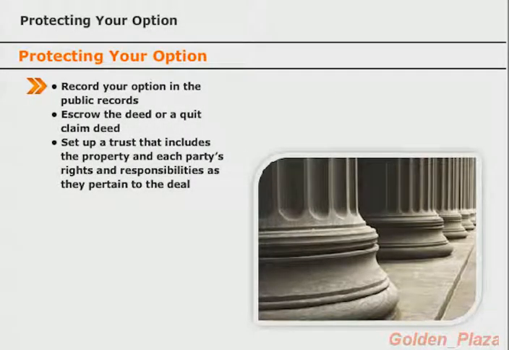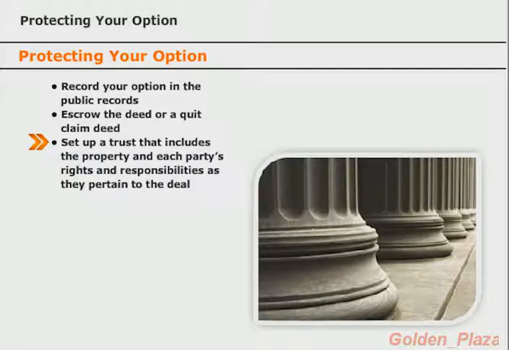First, you can record your option in the public records. Second, escrow the deed or a quitclaim deed. And third, you can set up a trust that includes the property but also identifies each party's rights and responsibilities as they pertain to the deal. So those are some of the ideas to protect your option.